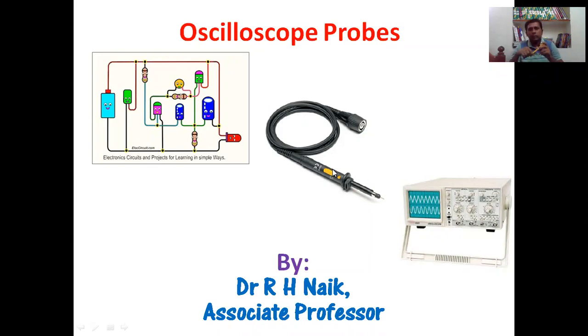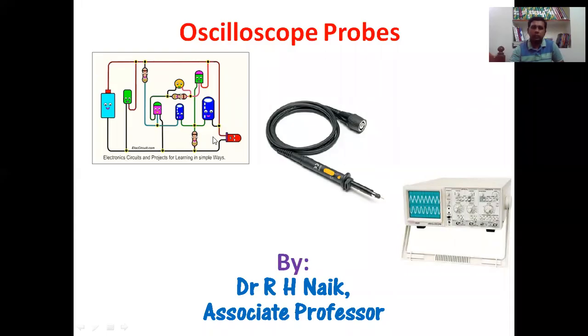Now this is a very important topic for learning engineers: how the electronic circuit is going to interconnect with the CRO, and how you see your circuit output on the screen of the CRO. This is the basic and very important application of CRO. Probes: without probes, we cannot connect the circuit output with your CRO.